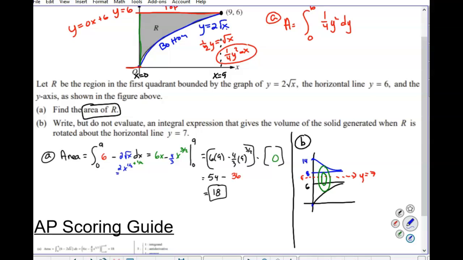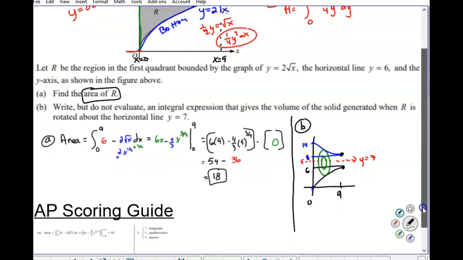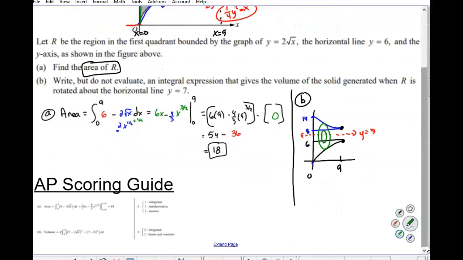Notice how my washers are going to stack. If I drew more washers in, they would stack from left to right. So they're stacking in terms of the x-axis. So I'm going to go from 0 to wherever this ending point is, which was 9 on the graph. Then I just need to think of my cross-section here of what's the big radius minus the small radius.